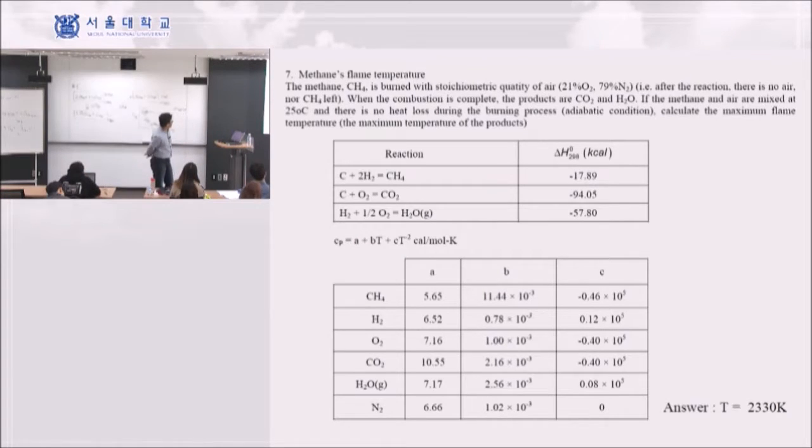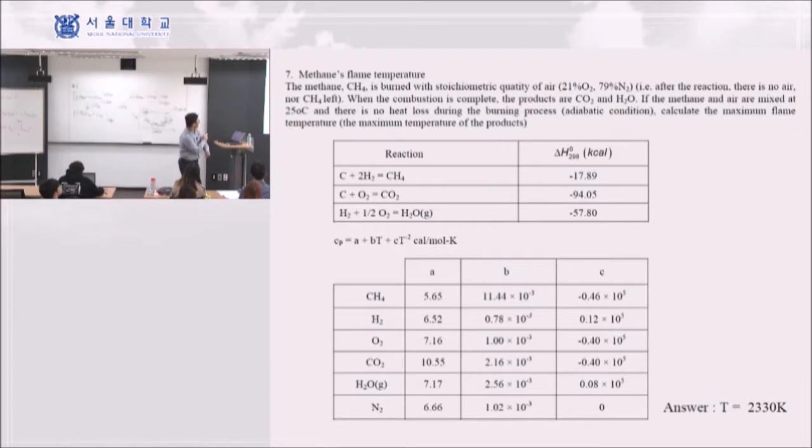So when the combustion is completed, the product is CO2 and H2O. This is more or less what we have learned from chemistry in high school. Whenever you burn something completely, it becomes H2O and CO2. Methane, CH4, reacts with oxygen and becomes CO2 and H2O. The stoichiometric quantity of air means that if you have one mole of CH4, you need a certain amount of oxygen to burn completely to H2O and CO2. That's the stoichiometric quantity of the air.